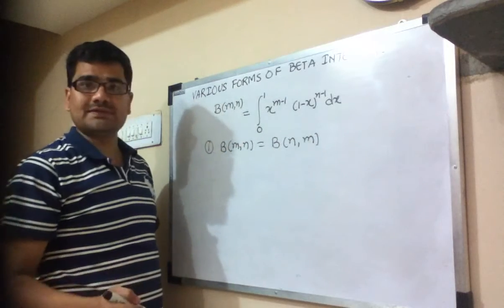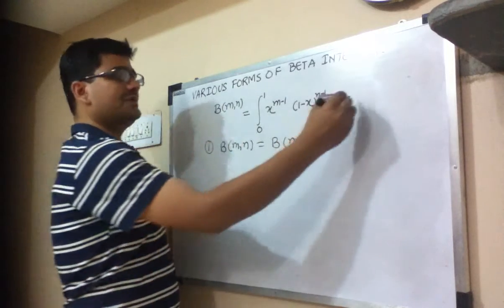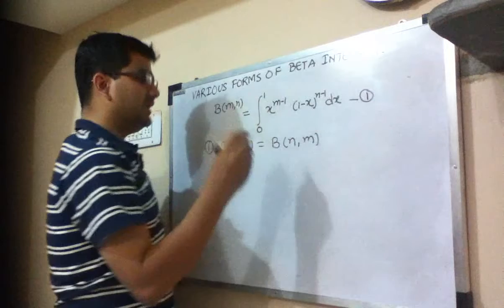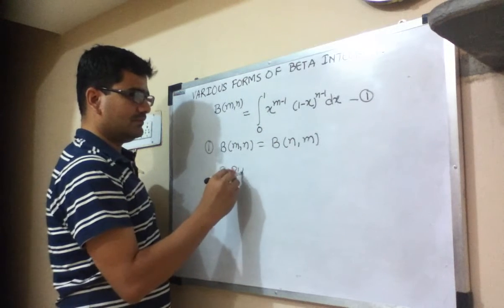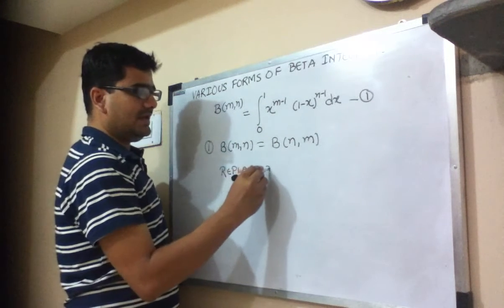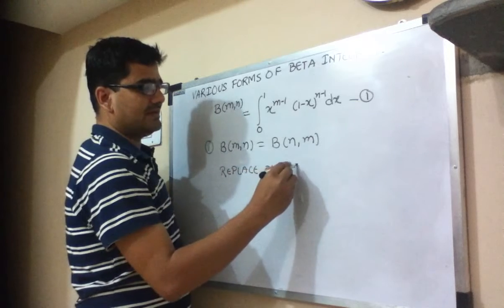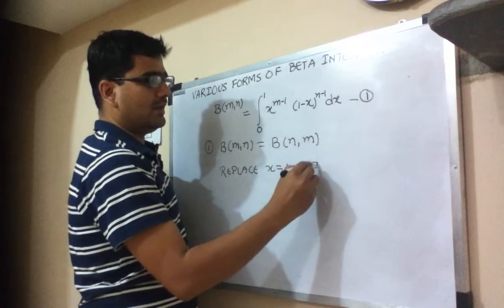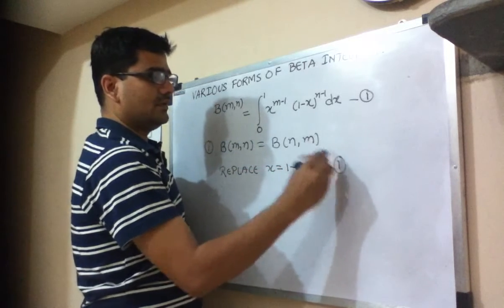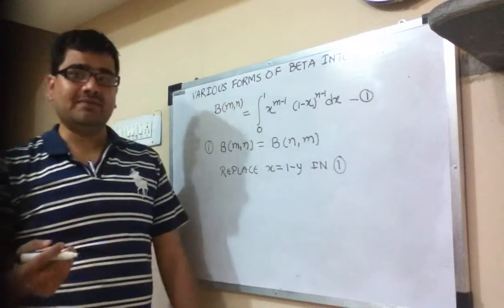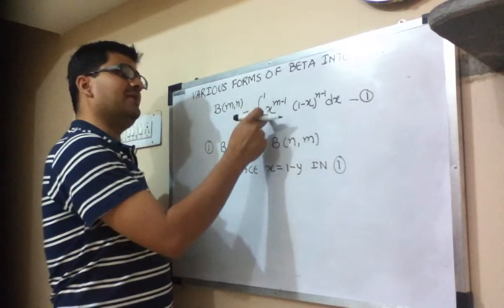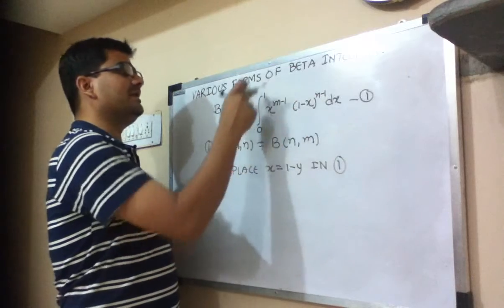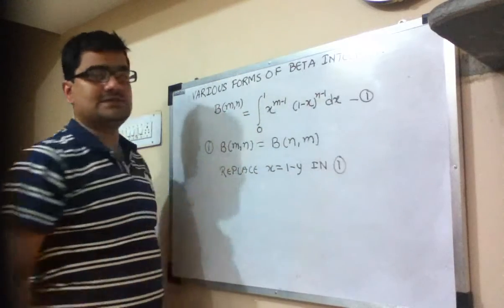How can we prove this? So for the proof, this is our equation 1. Replace x is equal to 1 minus y in 1. The rule of changing variable in integration is that if you change the variable, you also change the limit and also change this dx part.